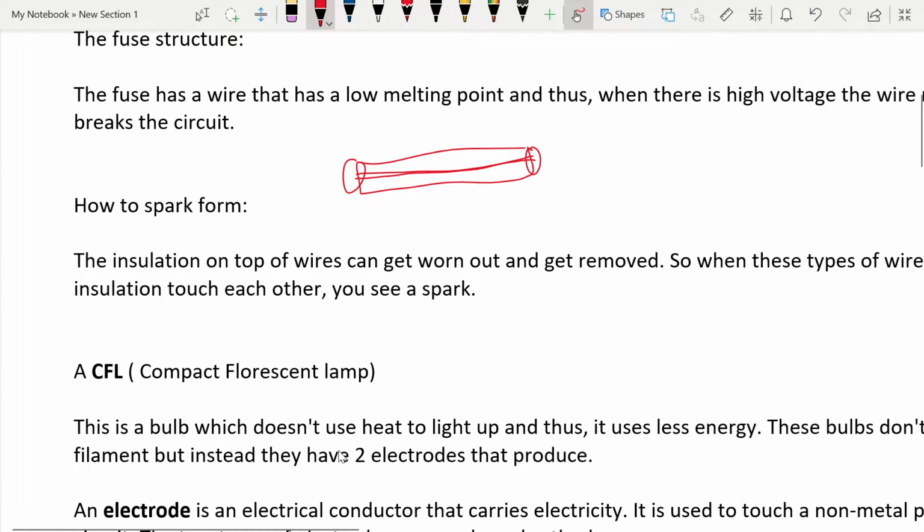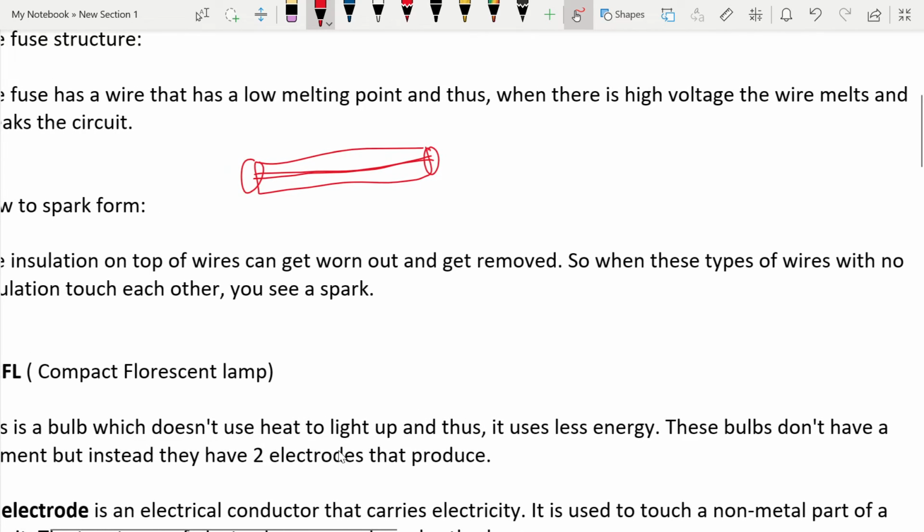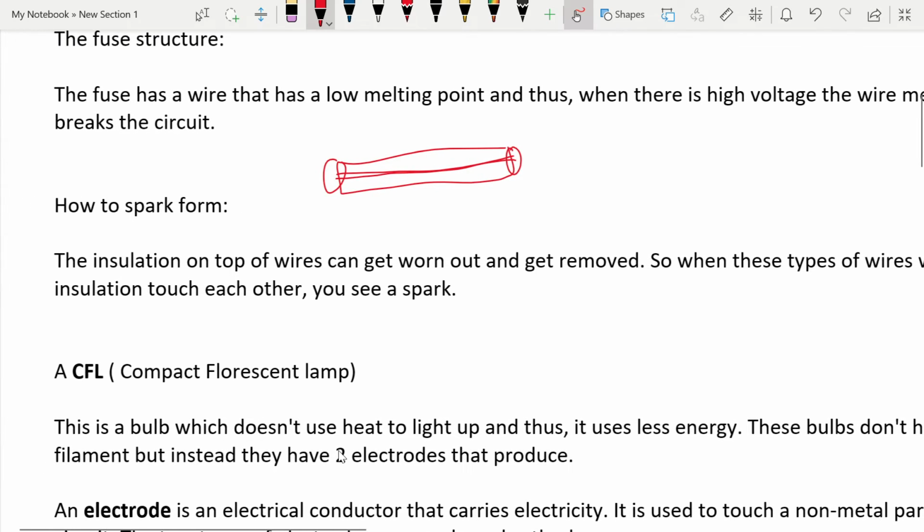Now, how does a spark form? The insulation on top of wires can get worn out and get removed. So when there are these types of wires with no insulation and they touch each other, you see a spark because the electricity travels from that wire to the other wire, and then that can cause lots of voltage over there, and that's why you see sparks.